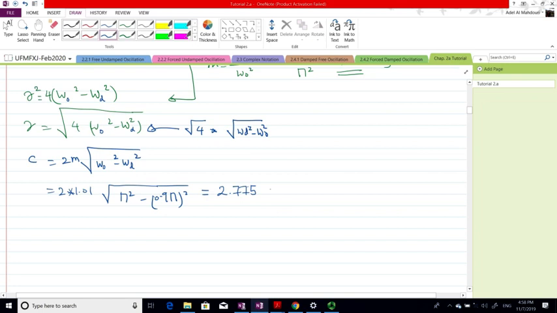2.775. Okay. And what's the unit in here? Which is the damping coefficient, or damping constant? Newton second per meter. Okay, you have to remember that. Newton second per meter. All right. Then this is the right answer, what's given in the solution. All right. Is it clear?